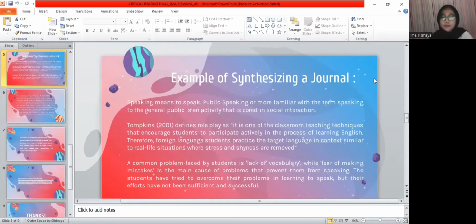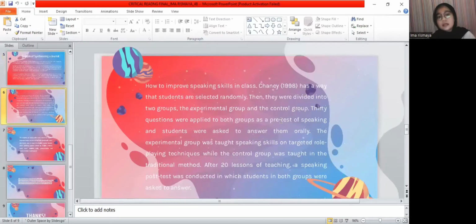A common problem faced by students is lack of vocabulary, while fear of making mistakes is the main cause of problems that prevent them from speaking. The students have tried to overcome that problem in learning to speak, but their efforts have not been sufficient and successful. Next, how to improve speaking skills in class.